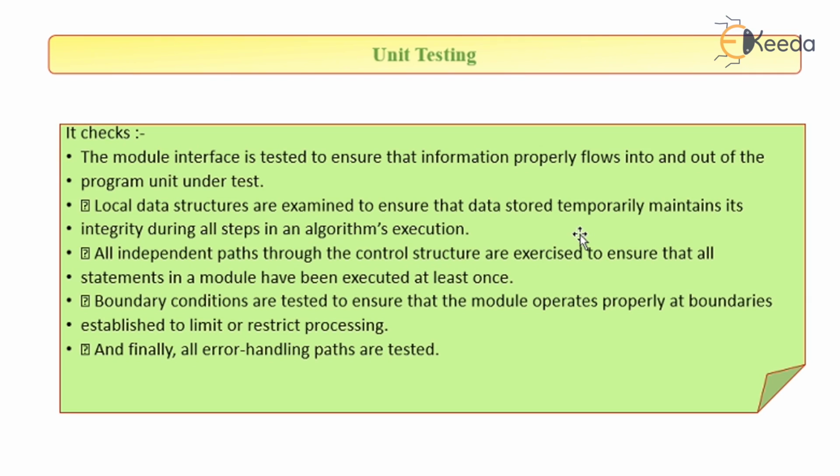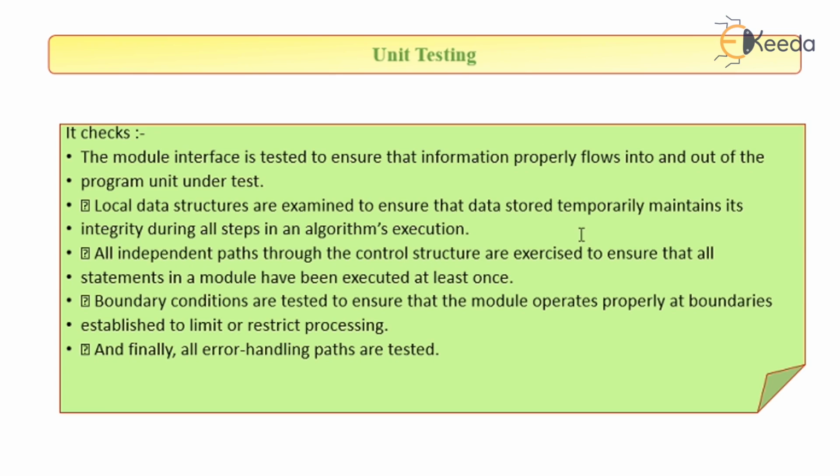Local data structures are examined to ensure that data stored temporarily maintains its integrity during all steps in the algorithm's execution. That means the value should remain the same throughout the program without being modified or losing its integrity. All independent paths through the control structure are exercised to ensure that all statements in the module have been executed at least once. So all the lines of code have to be executed at least once during the lifetime of the program.